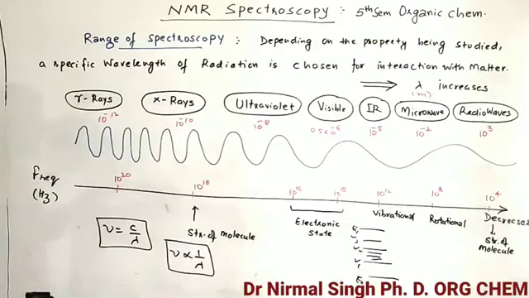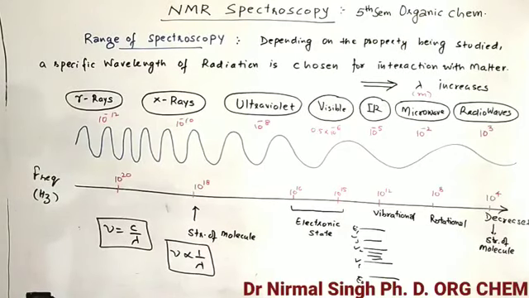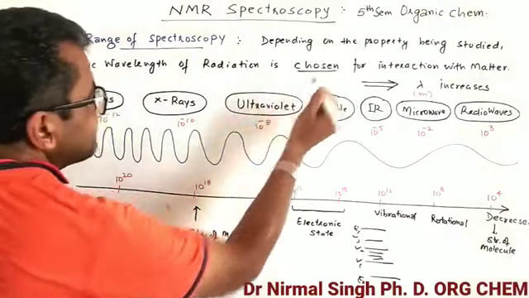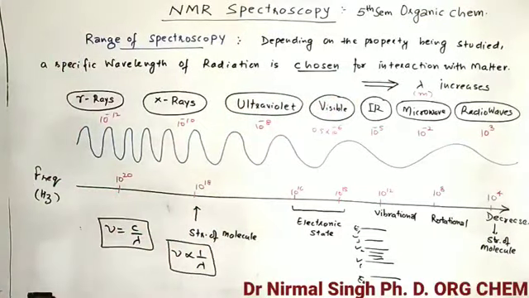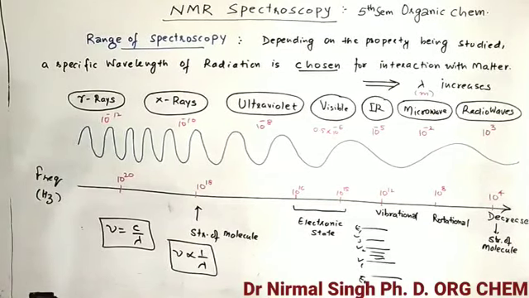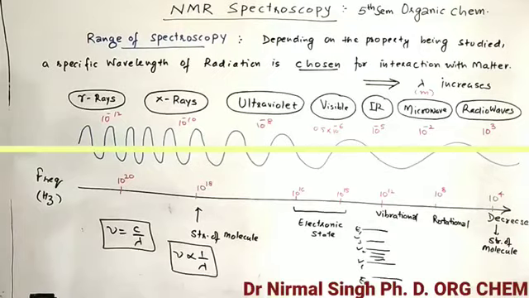X-rays are also used to find the structure of molecules. So for NMR spectroscopy, we must choose a proper wavelength for the interaction. We will use the radio wave frequency here, because we want to study the structure at this level, and these radio waves are suitable for the study of organic compounds during NMR spectroscopy.